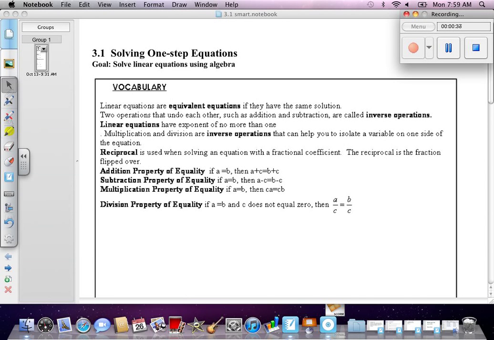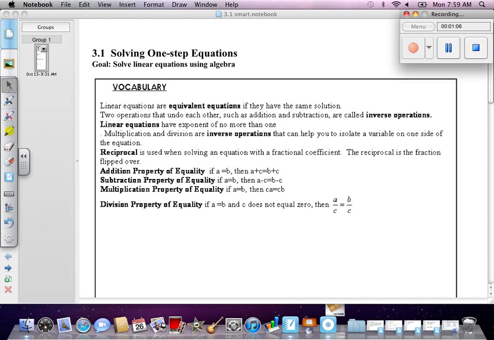We talk about the addition property of equality, that if A equals B, then A plus C is the same thing as B plus C. If A equals B, then A minus C is the same thing as B minus C. And if A equals B, then C times A and C times B are the same thing. And the same with division. If A and B are equal to each other, both sides of the equation are equal, it doesn't matter if you subtract the same thing, add the same thing, multiply the same thing, or divide the same thing from either side. That's basically what it's saying.